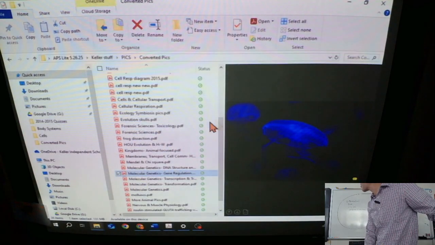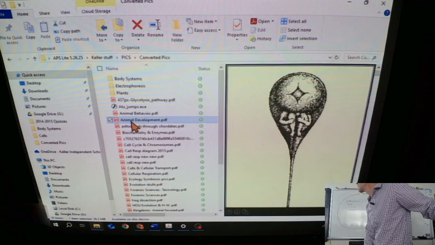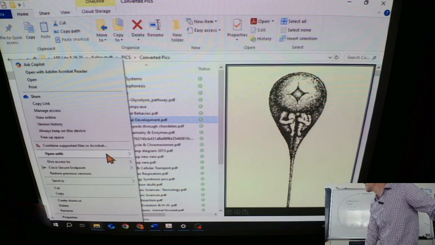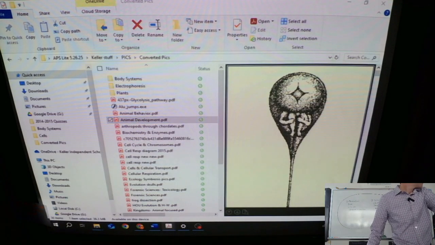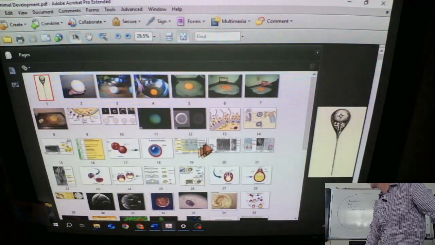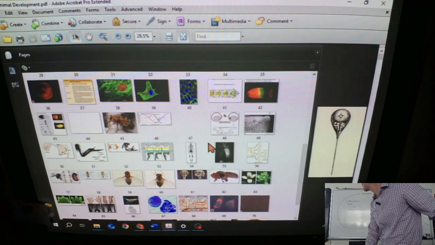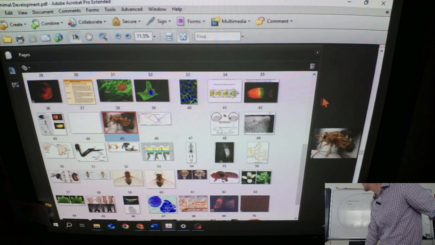All right, I got one more spot. Development. Oh, this is going to be the right spot. There you go.